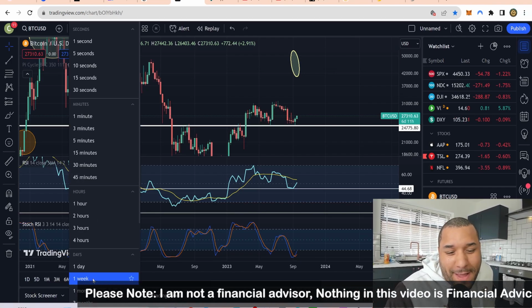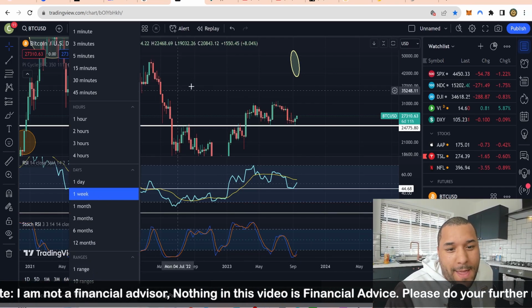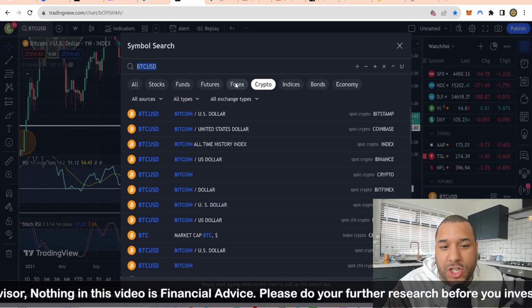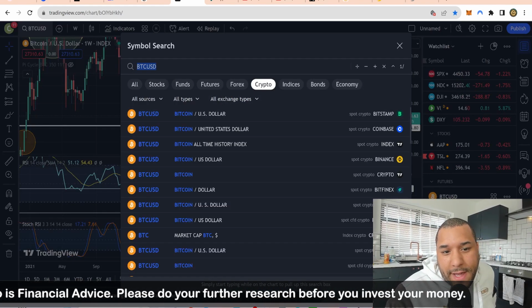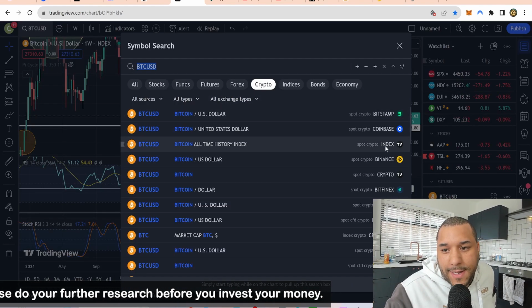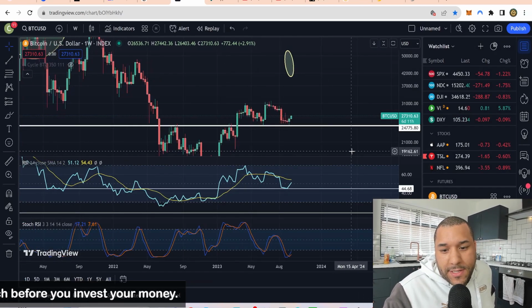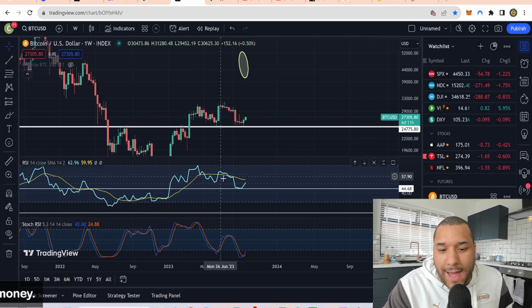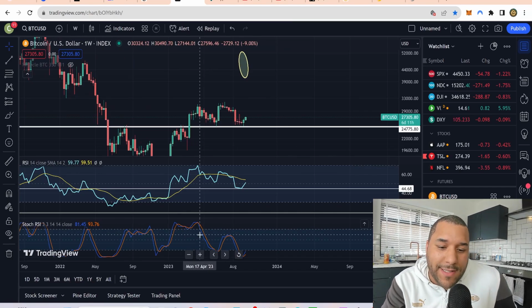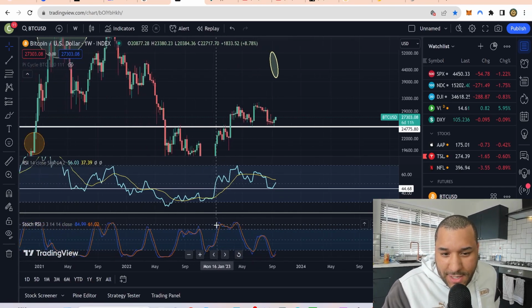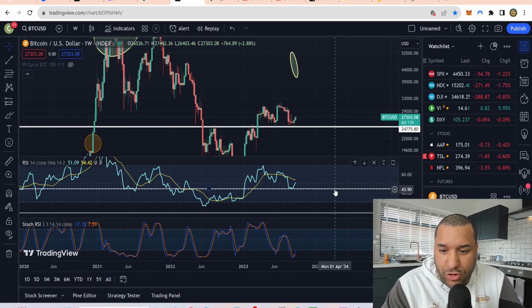So weekly time frame down here, as you can see, 1 week. And I'm using the Bitcoin index chart. So if you guys want to do this, you can. You just come over here, search BTC crypto, and it's the index chart. And I'm using two indicators, the RSI, which is the top one, and the stochastic RSI, which is the bottom one. And as you can see here on the RSI, I drew this white line.